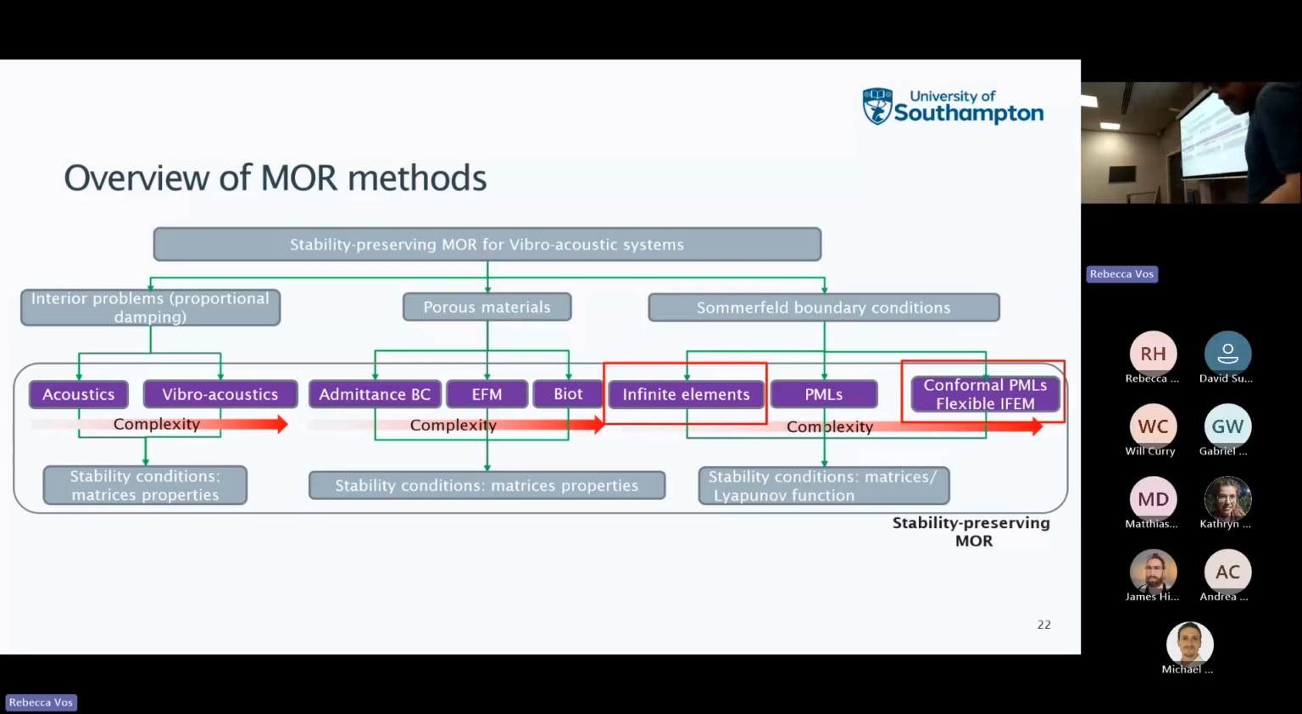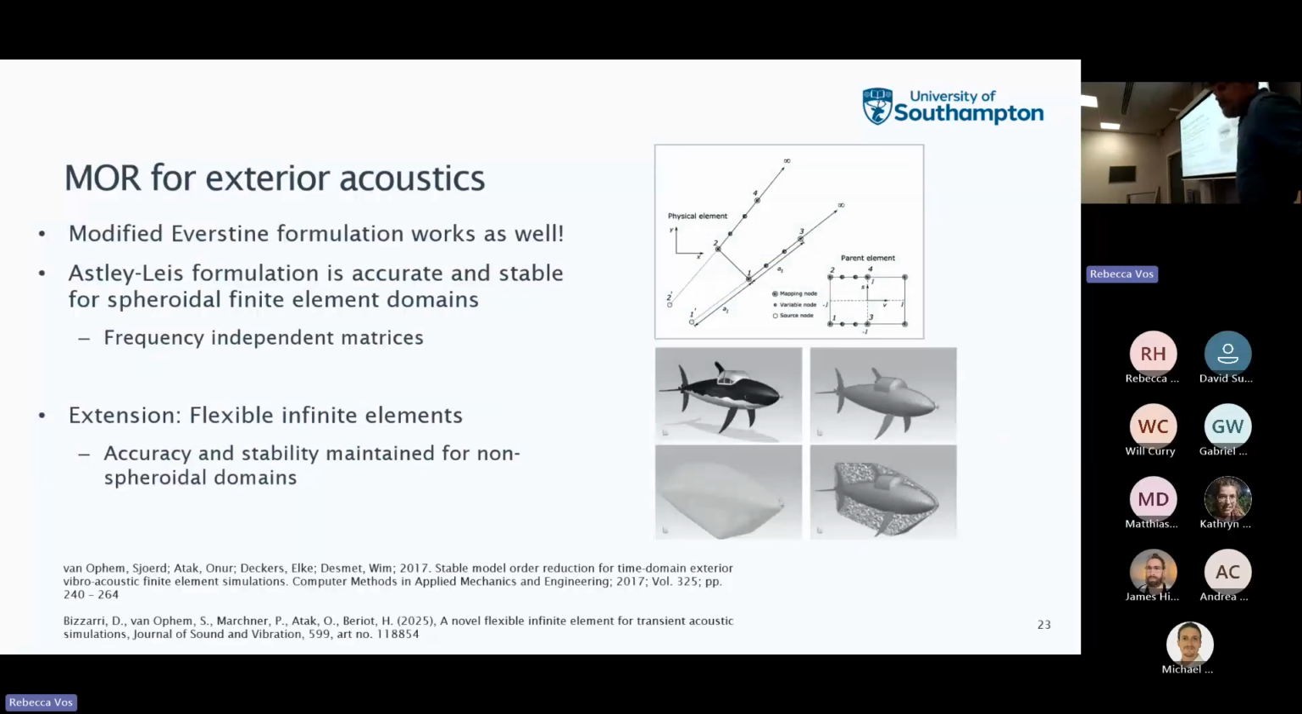Then we did some extensions. We went to tackle the Sommerfeld radiation condition as the next step. For that, we first used infinite elements.